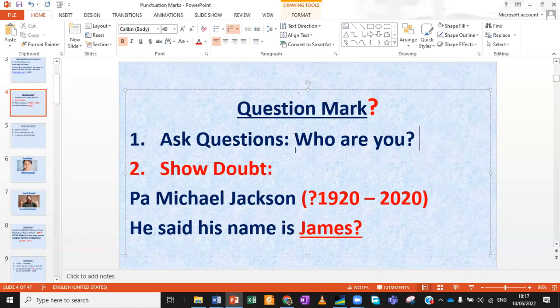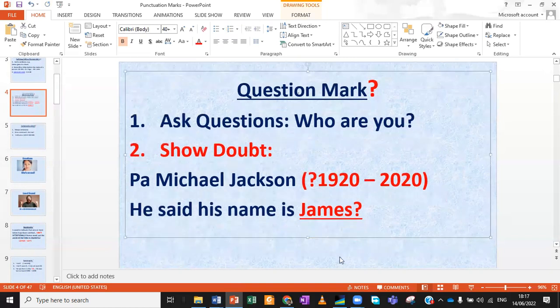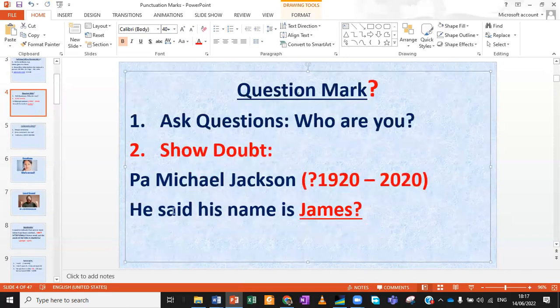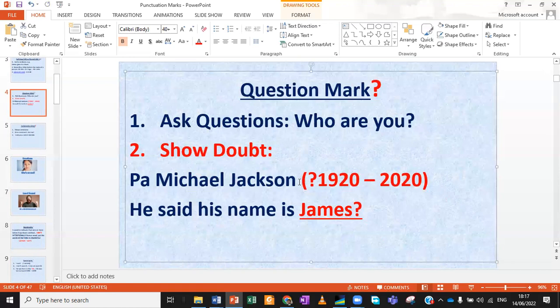Now, there's another function of punctuation marks. It is used to show doubt, when you are not sure of something. For example, when you say Michael Jackson, I believe you can see my screen clearly, 1920 to 2020, with a question mark.